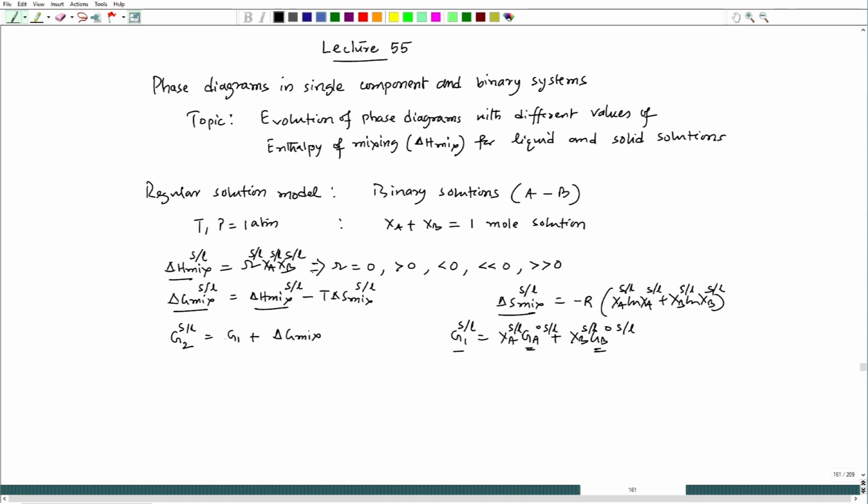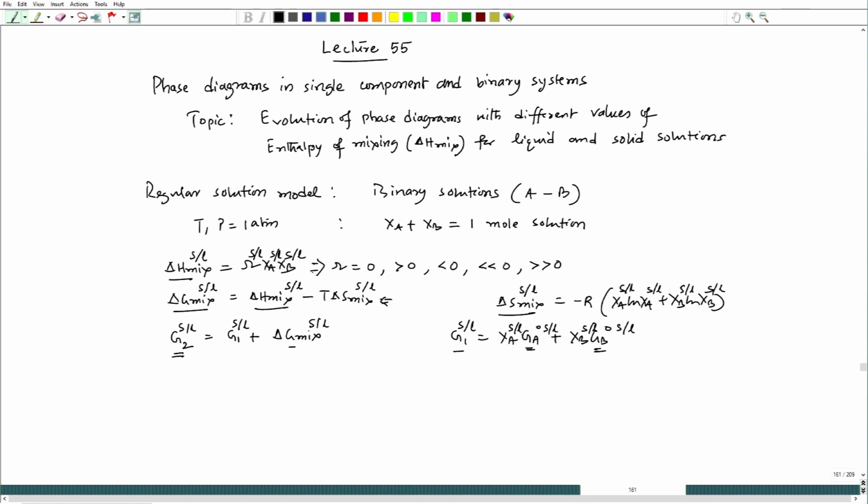So, that is how G1 would change, G liquid and G solid, and hence G2 would also have a variation depending on the G1 value, because delta G mix we are calculating on the basis of this particular formula, and at each composition that delta G mix also varies, G1 also varies, and hence G2 would also vary. So, we will see those things as we go ahead.